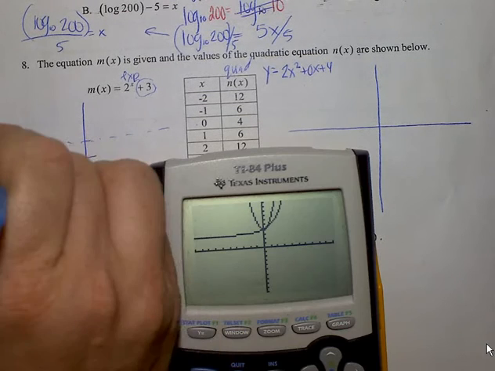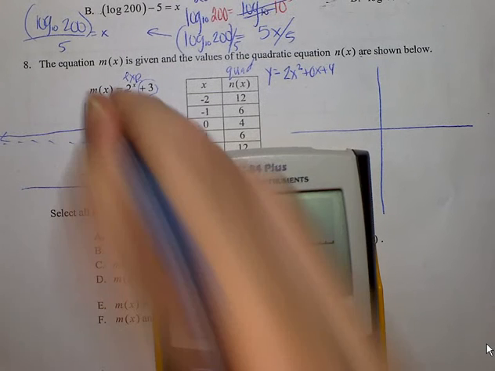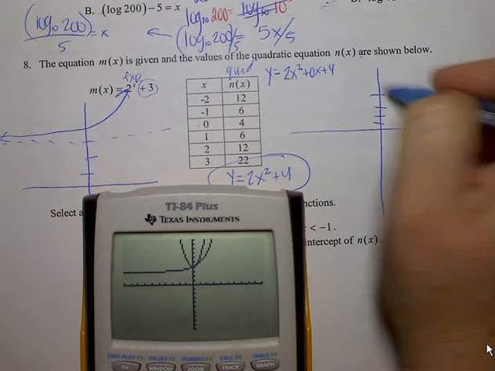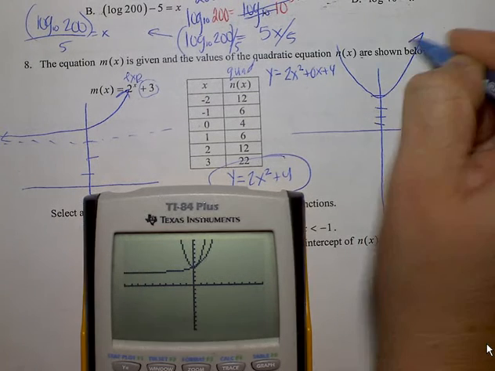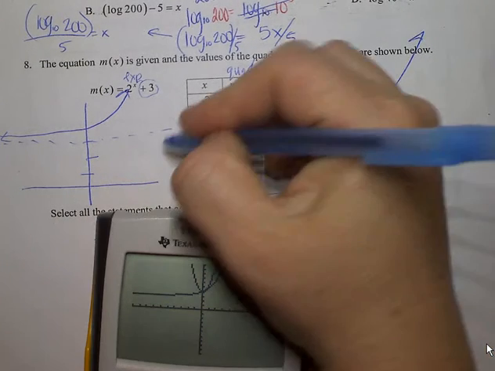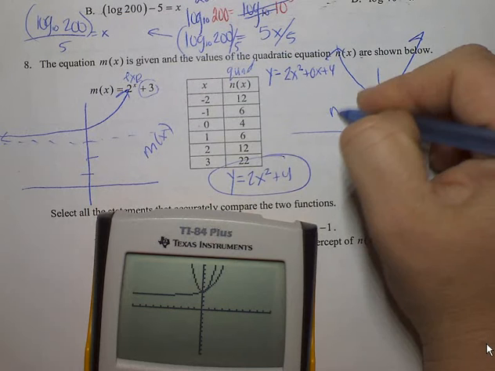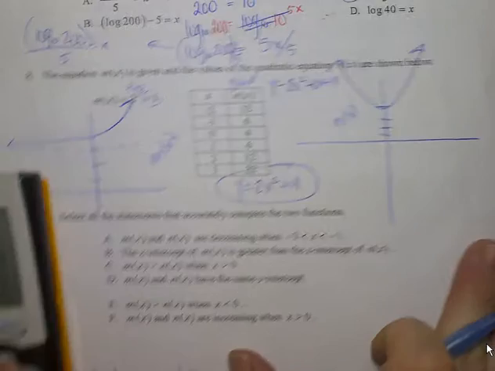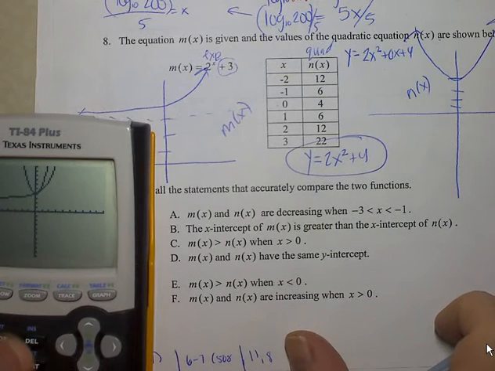And it's looking something like this. And then this equation is looking like this. Okay? Here's my m of x, and here's my n of x. All right, let's look down below. Select all statements that are true for the 2 functions.